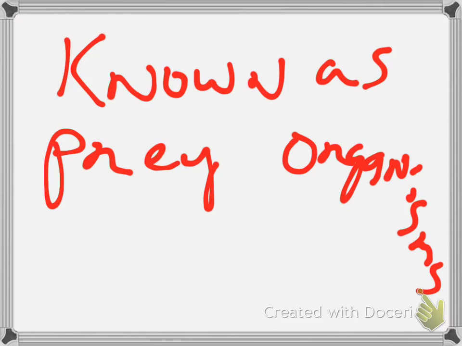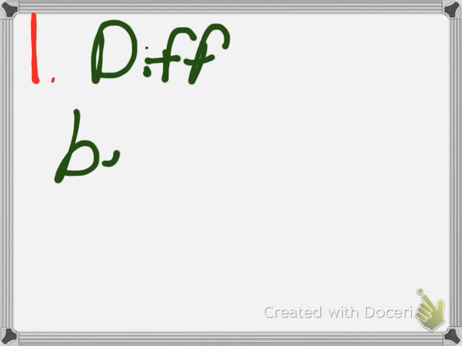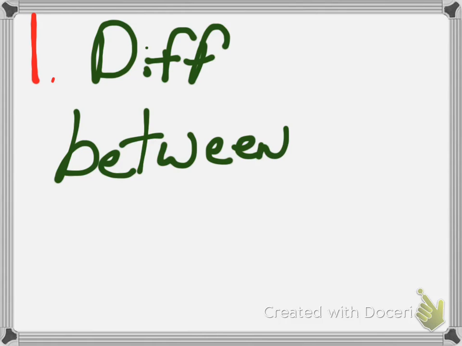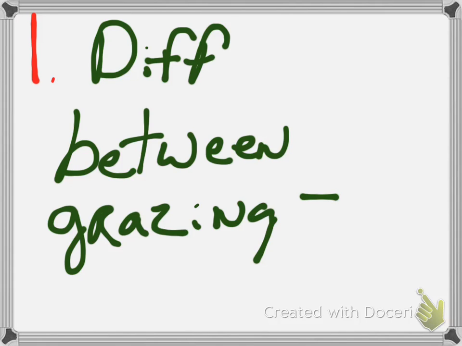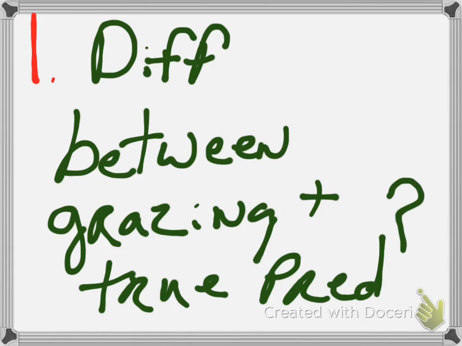Okay? And let's see. Extensions, if you need to look at that, they're on your packet. And review questions. So review questions are, number 1. Let's change color. Maybe give you guys a little bit idea. Oh, let's try this color. Okay. Difference between grazing and true predation. What's the difference between those? There is a difference? Yeah, there's a difference. What is it?